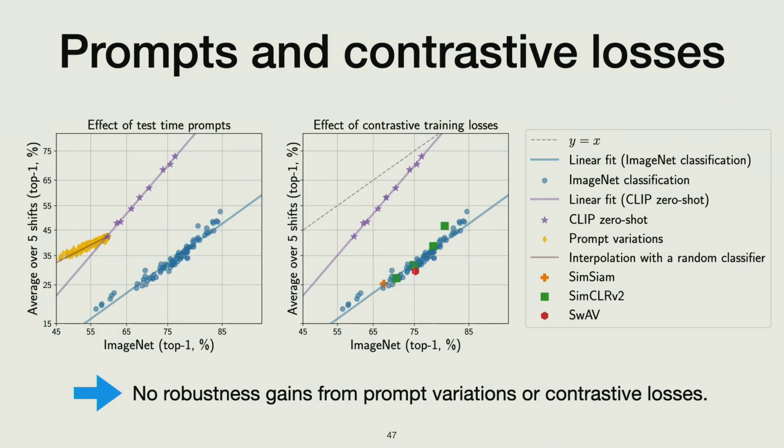Okay, so the effect of test time prompts. We tried a lot of different prompting strategies. They had no interesting impact on the effect of robustness. So in this plot here, all of these points are things you get from different prompting strategies. Yes, they're technically above the line, but in the least interesting way possible. One way you can always get above the line is you take the point and you interpolate it with a random classifier. And this is clearly making your model just worse. And these different prompting strategies behaved like interpolating with a random classifier.